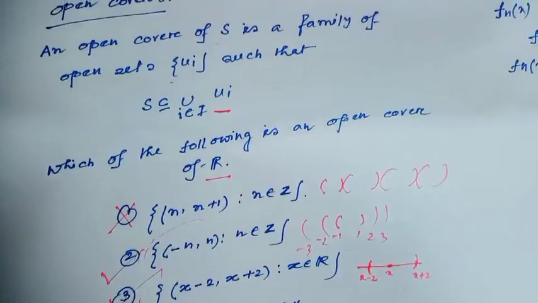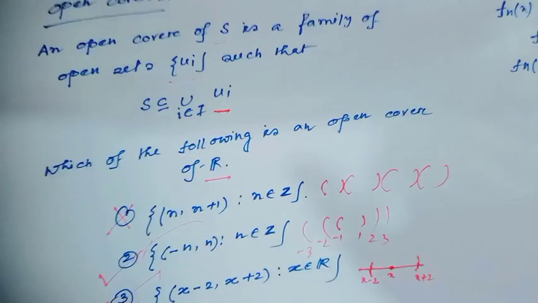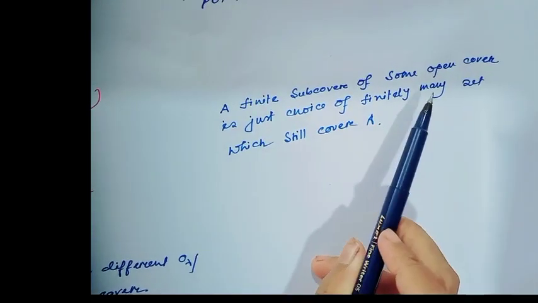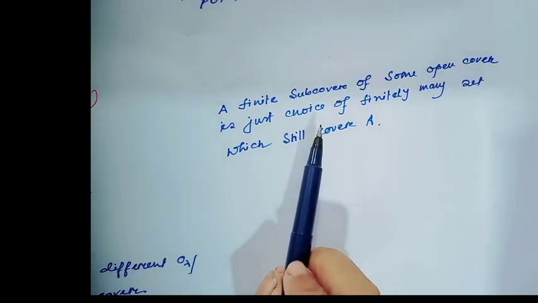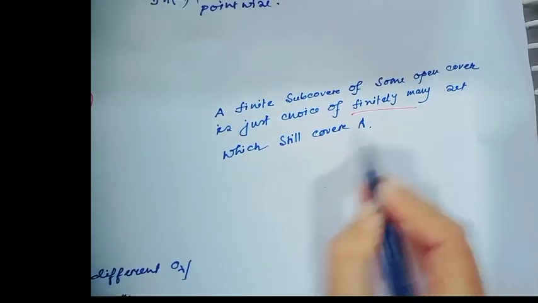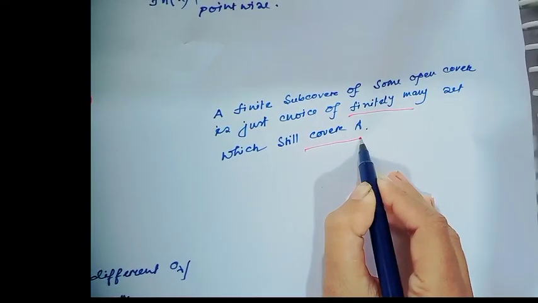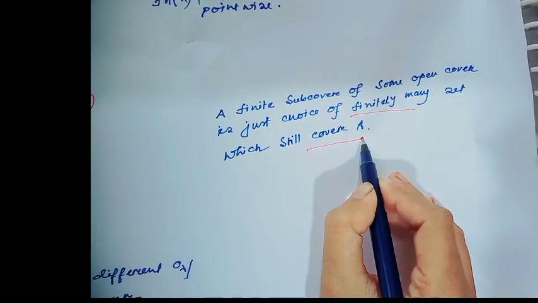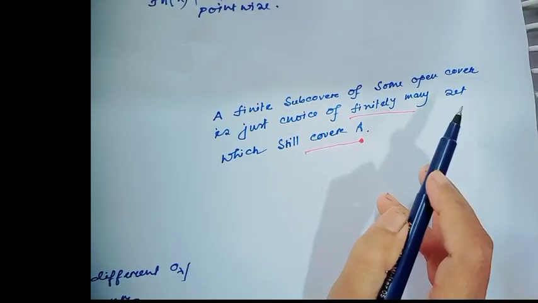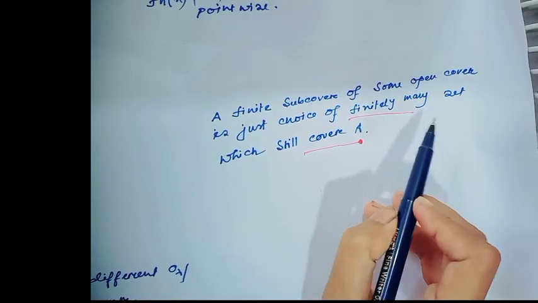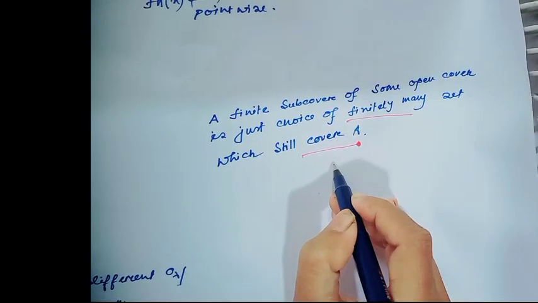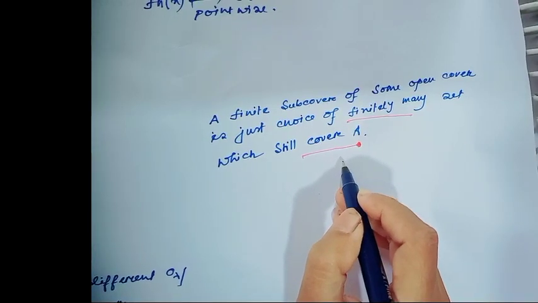Now I will see what a subcover is. A finite subcover of some open cover is just a choice of finitely many sets which still cover the set A. That means a finite subcover is a choice of finitely many sets from an open cover which still cover it. And this is sometimes possible and sometimes not possible.